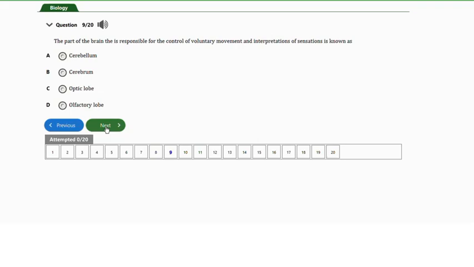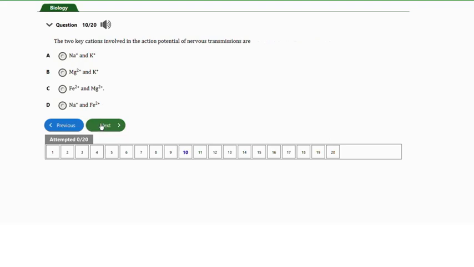Question number 9 says, the part of the brain that is responsible for the control of voluntary movements and interpretation of sensations is known as A. Cerebellum, B. Cerebrum, C. Optic lobe, D. Olfactory lobe. So guys, the answer to this question is B, and that's cerebrum. So the cerebrum is the part of the brain that is responsible for voluntary movements. All planned actions are integrated in the cerebrum. The cerebrum is the site of intelligence. That's where all planned movements are actually initiated and integrated.